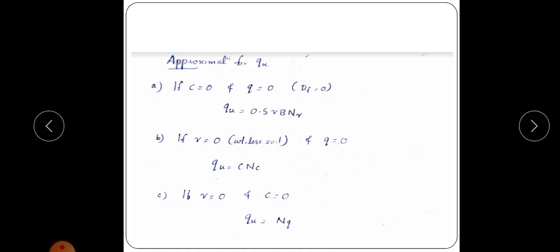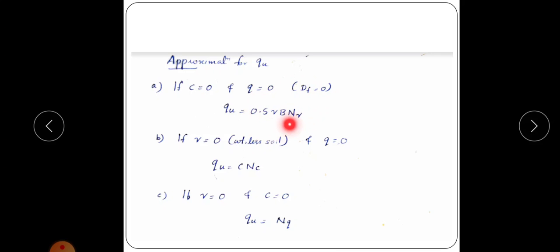That is, if c is equal to 0, that means the value of cohesion is 0, and q is equal to 0. q is 0 when Df, the depth of footing, is 0, if we are calculating the bearing capacity at ground level. In that case q is equal to gamma Df, so q will also be 0. So what will be the equation of Qu? Qu is equal to cNc plus qNq, so those two terms will be equal to 0, and the last term will be there, that is 0.5 gamma B N gamma.